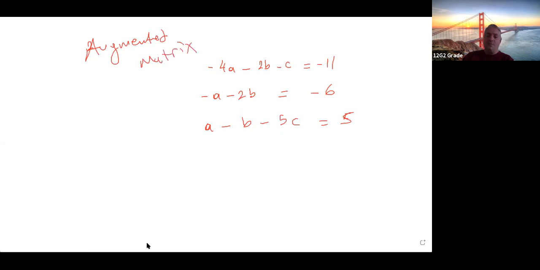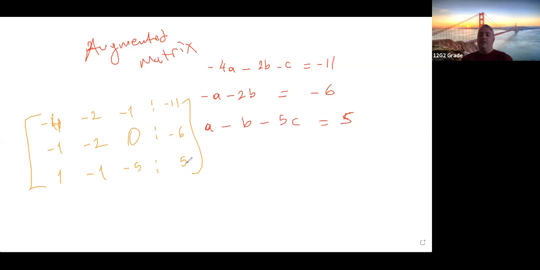So the solution is this. We write the coefficients. Coefficient of a: negative 4, negative 1, positive 1. Coefficient of b: negative 2, negative 2, negative 1. Coefficient of c: negative 1, there is no c in the second equation so put 0, and negative 5. And then put the two points like that, and write negative 11, negative 6, and positive 5.